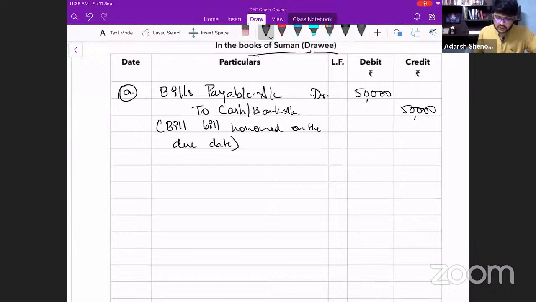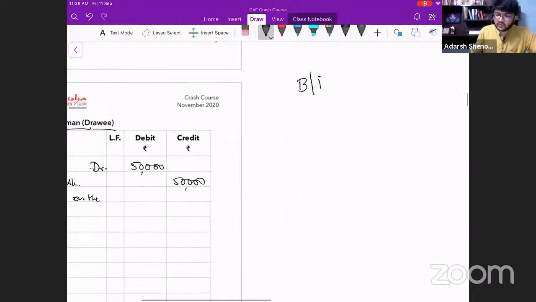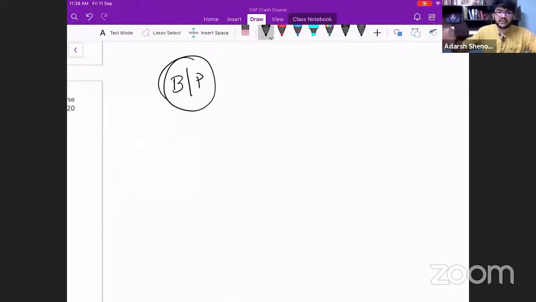What is the next case? In case 1, point B, when the bill is dishonored on the due date by Mr. Suman and noting charges of ₹100 paid. Now what is happening? Has the bills payable become irrelevant on that date? Yes. On the due date, it expires. It's just a piece of paper now. Do I have a negotiable instrument, a written obligation? Is that written obligation still there? No, it's not, because the validity of that obligation has ended. The due date has come. The maturity date has come. It was valid only for that validity period. Now the validity period is gone.